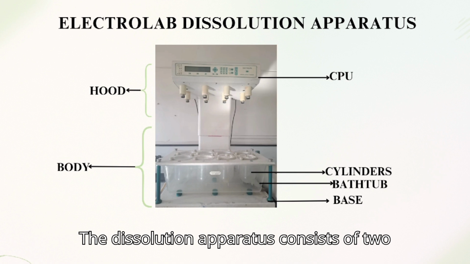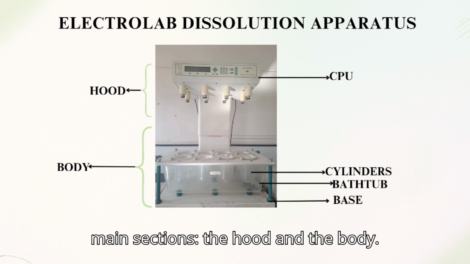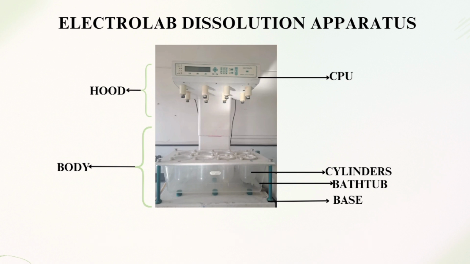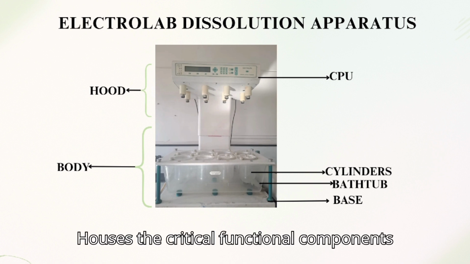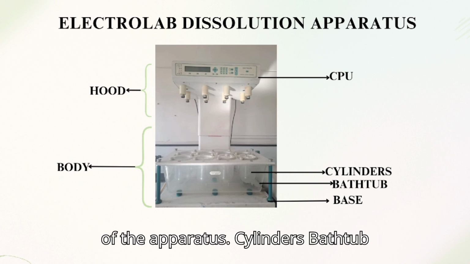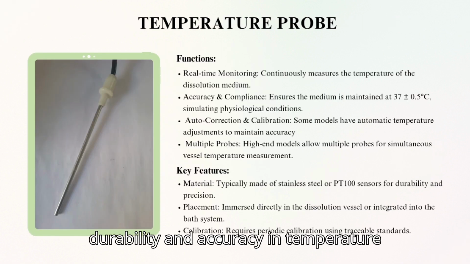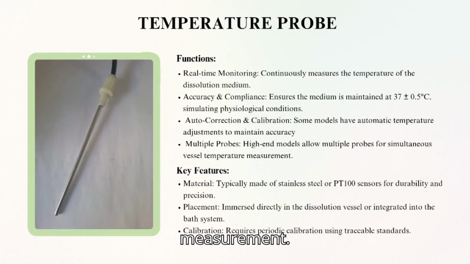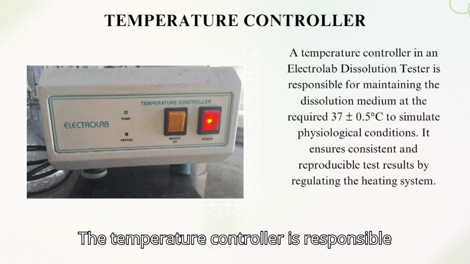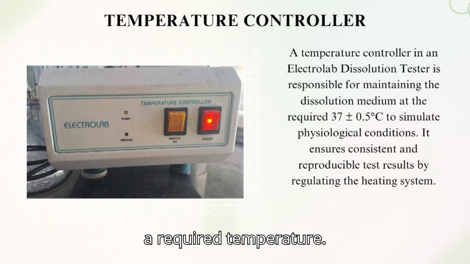The dissolution apparatus consists of 2 main sections, the hood and the body. The hood, the upper section, contains the control processing unit, CPU. The body, the lower section, houses the critical functional components of the apparatus: cylinders, bathtub, and base. The temperature probe offers high durability and accuracy in temperature measurement. The temperature controller is responsible for maintaining the dissolution medium at a required temperature.